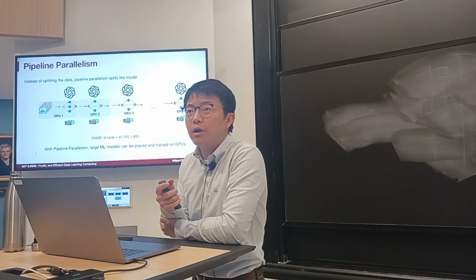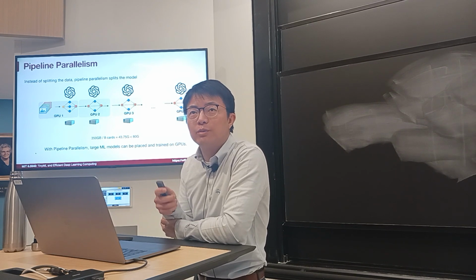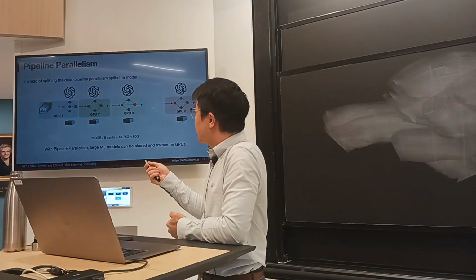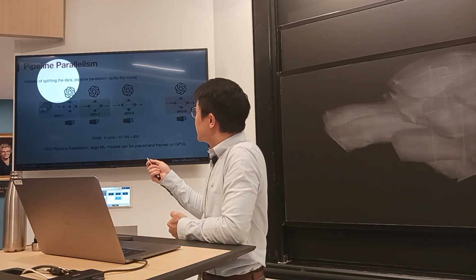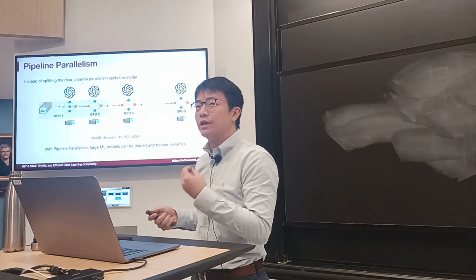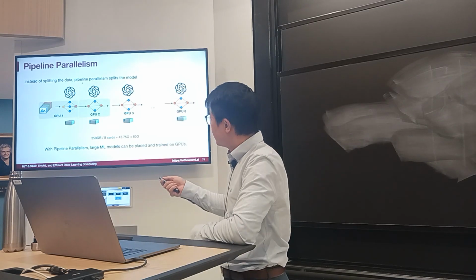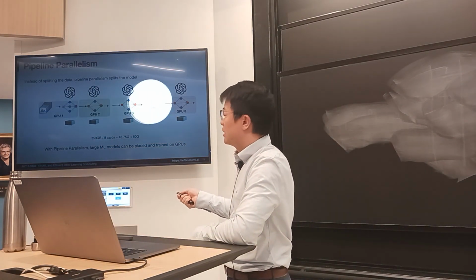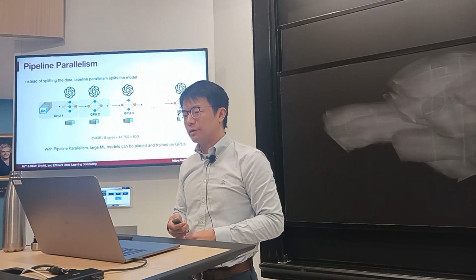So for data parallelism, what are we splitting? We're splitting the data, sharing the weights. Instead of splitting the data, we want to split the model. The model may have many layers, and we can put each layer on one worker.